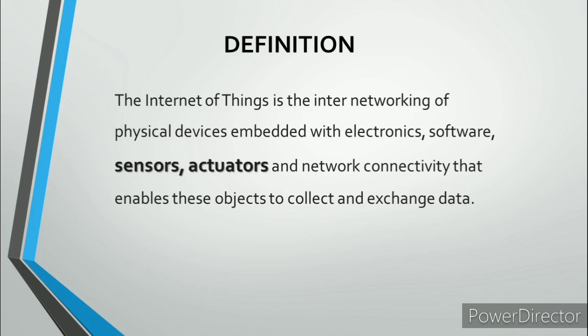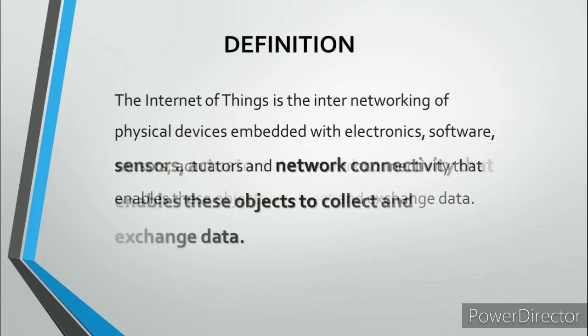Actuators. Actuators are devices which convert a type of energy into mechanical energy. In the case of human beings, we have sense organs to sense our surroundings, but for movement, we have limbs, which move due to mechanical energy. So, actuators are devices which convert electrical energy here to mechanical energy, which allows physical devices to perform movement and locomotion. The network connectivity enables these objects to collect and exchange data.